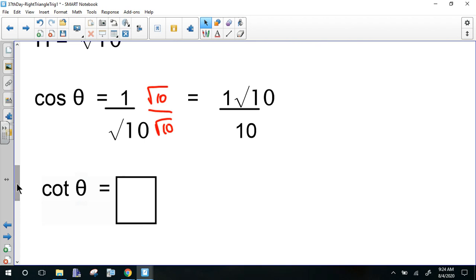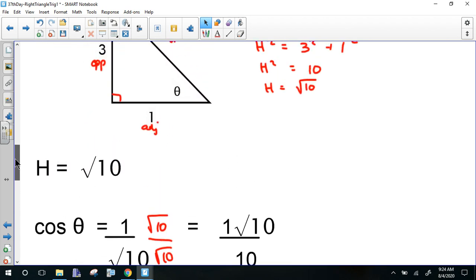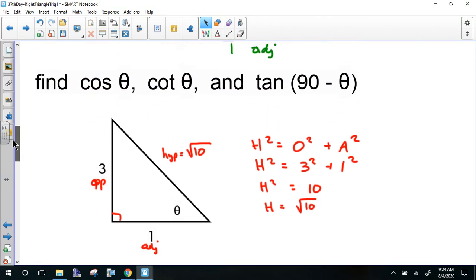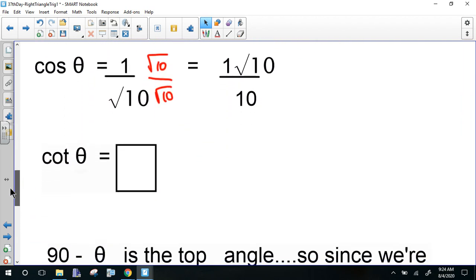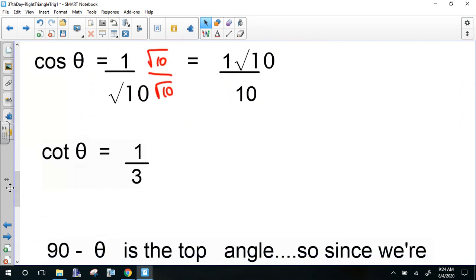Cotangent is the reciprocal of tangent. Well, they told us tangent was 3 over 1. So if I flip that, I get 1/3.